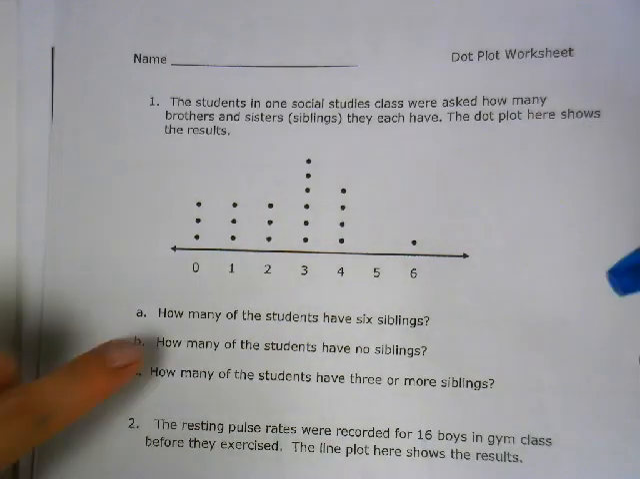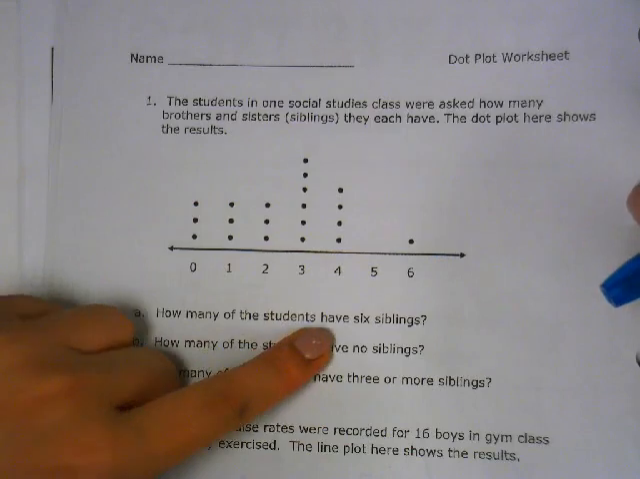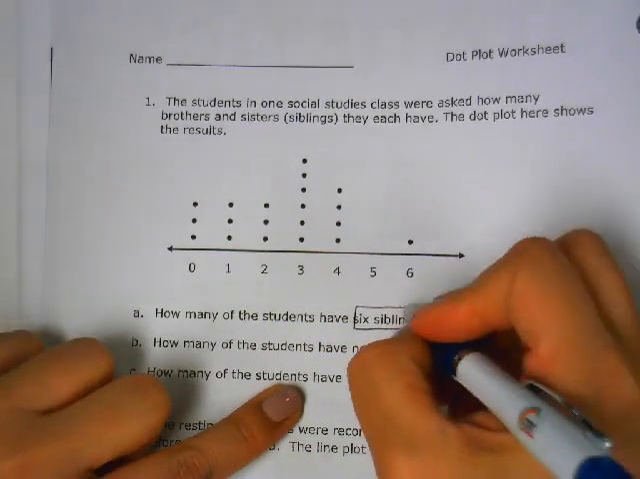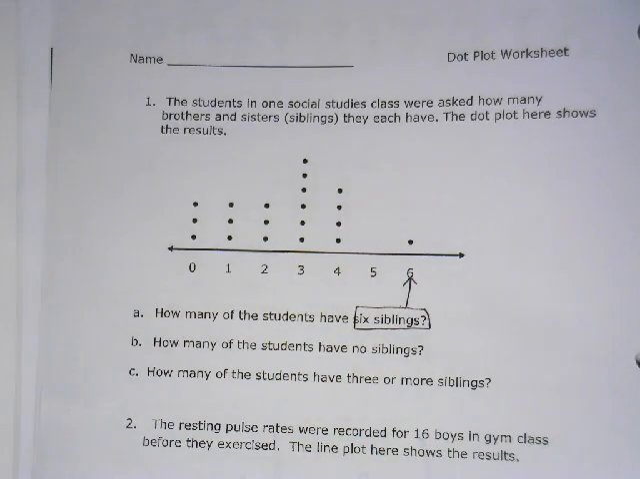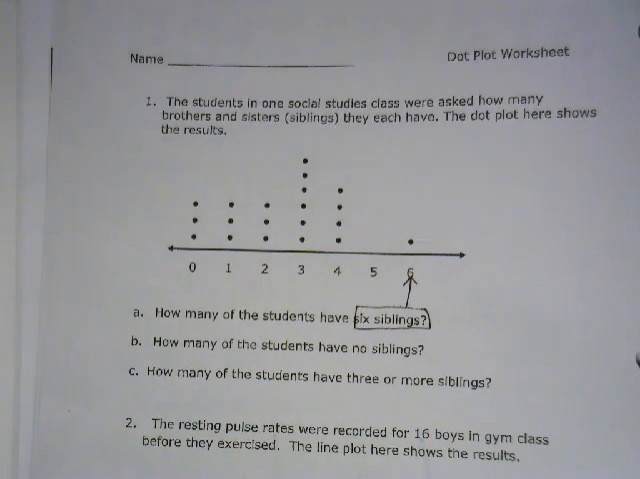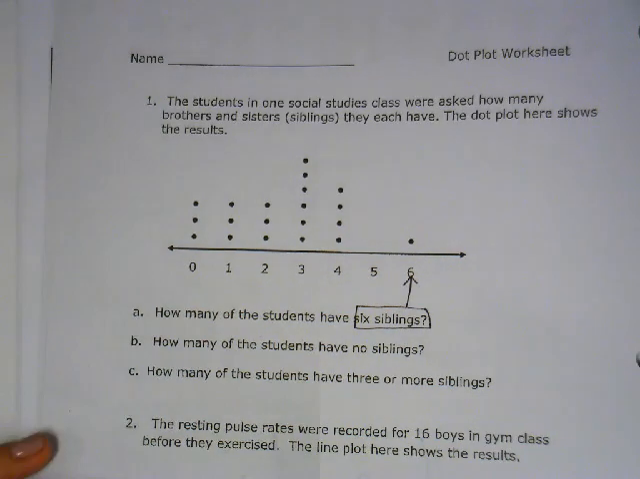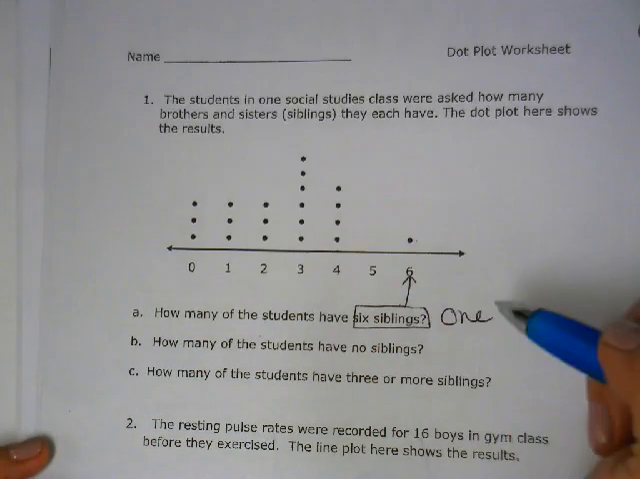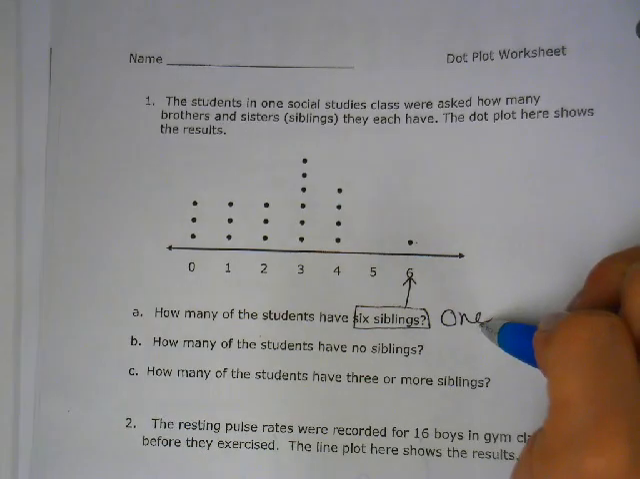All right. How many of the students have 6 siblings? We go to where it says 6 siblings, and each dot is one person. So how many students had 6 siblings? The answer is, that's right, 1. Because there's 1 dot, that means that there's 1 student with 6 siblings.